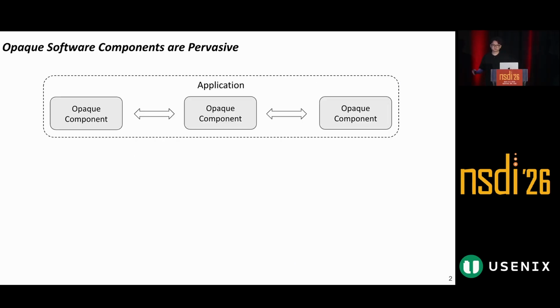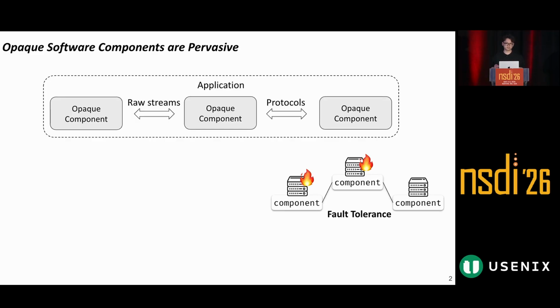Today's software systems often compose opaque components to accomplish complex tasks. As the name suggests, these components interact with each other through diverse communication mechanisms, such as raw data streams or well-defined protocols, without exposing their internal states and execution logic. While this composition is powerful, the opacity complicates fault tolerance in distributed execution of these components. There are many such environments, such as microservices or agentic workflows.